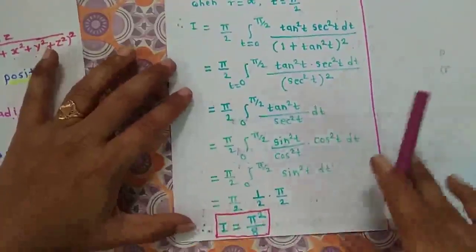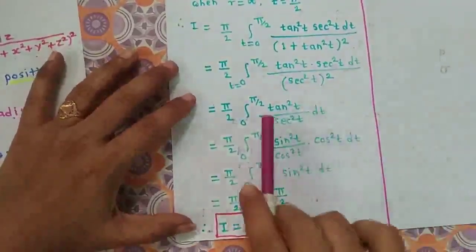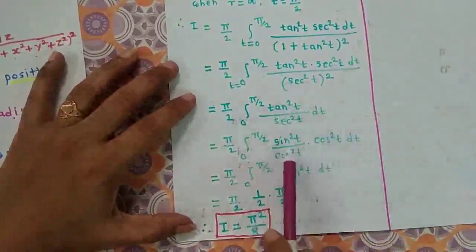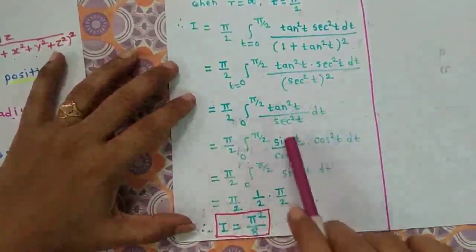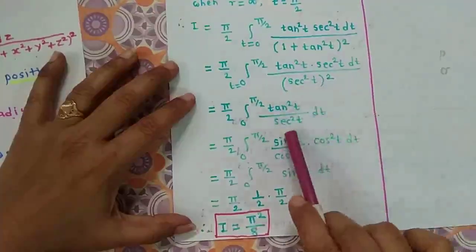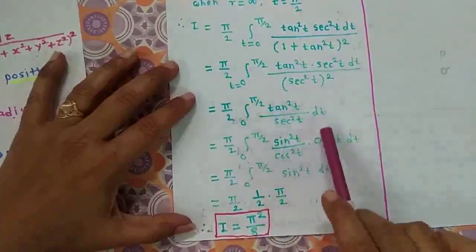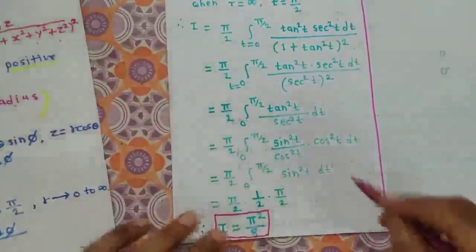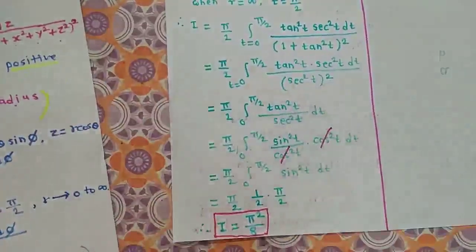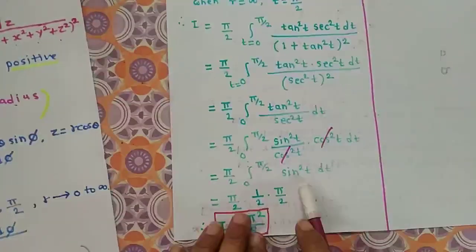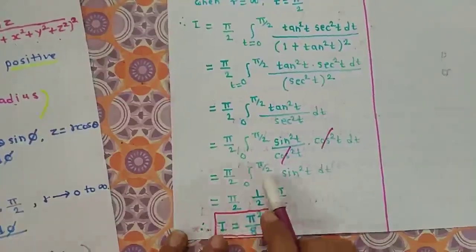Now in the next step, for evaluation purposes, we replace this tan square t by sin square t upon cos square t. And further, 1 upon sec square can be written as cos square t. Cos square t gets cancelled. So simply sin square t remains here, and we evaluate this integration between 0 to pi by 2.